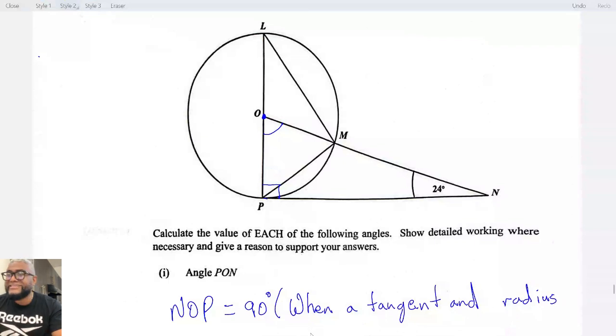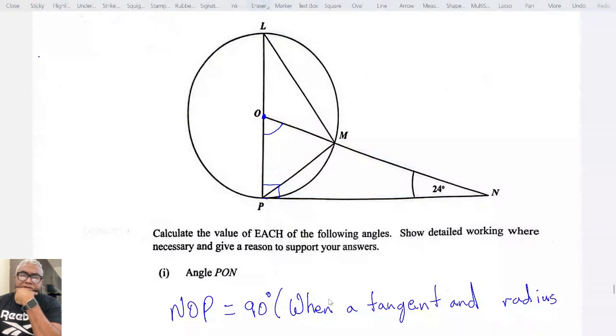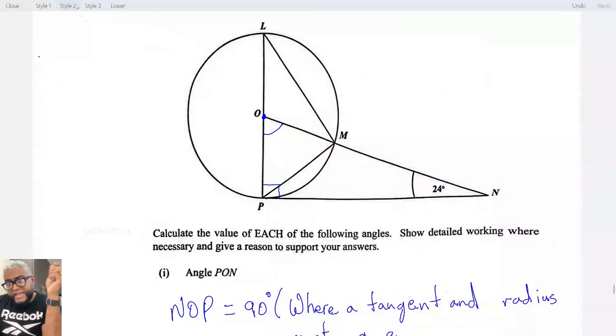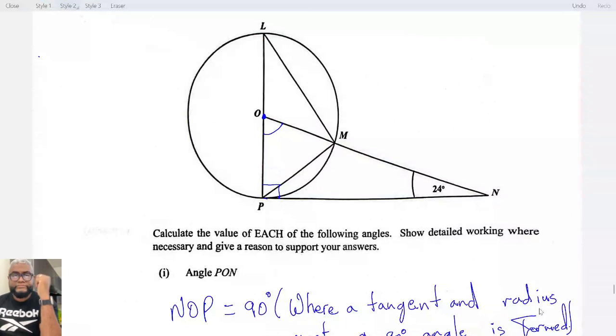Well, this is number 9, part B. I think "where" would be more precise. Where a tangent and a radius meet, a 90-degree angle is formed, right?